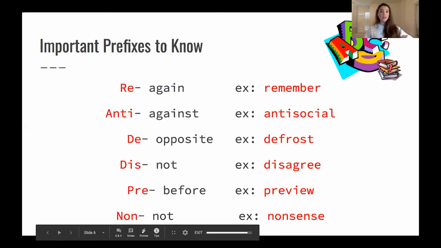So re means again. And a way that you can remember is the word remember. That means we are remembering. We are thinking of it again. And just like we had in our last slide, when we said relearn, that means we are learning again. Can you think of any other words that have the prefix re?